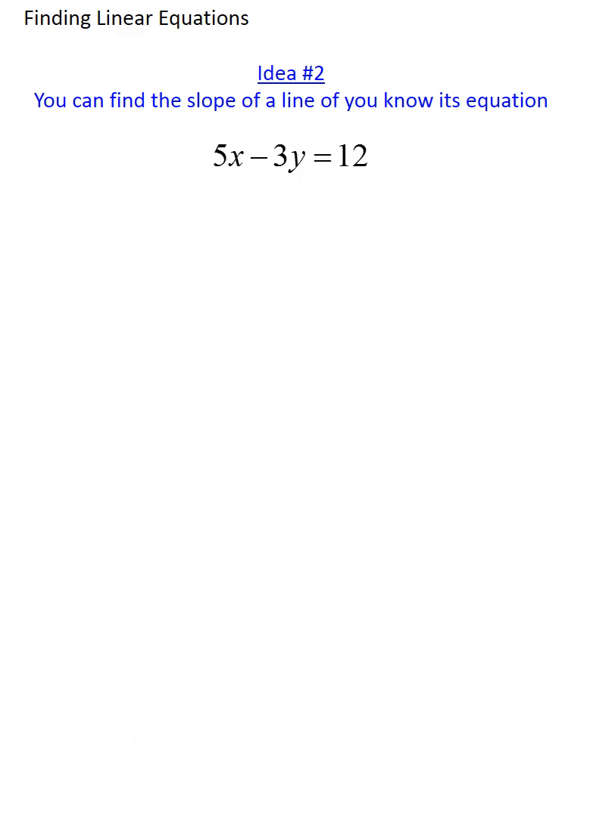The idea is this. If you can put this line in slope-intercept form by isolating y, you'll know the slope of this line without ever having to graph it. So now the question is, how are we going to isolate y? Well, it would be a great idea to subtract the 5x over to the other side, and then to isolate or get y by itself, it would be a great idea to divide both sides by -3.